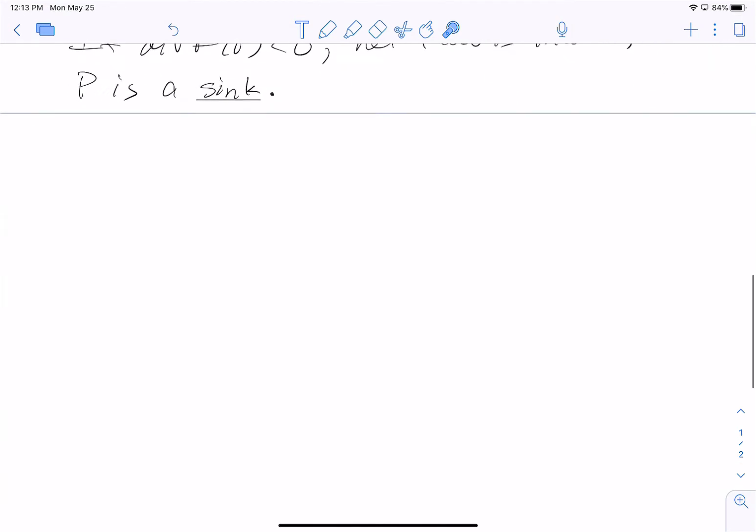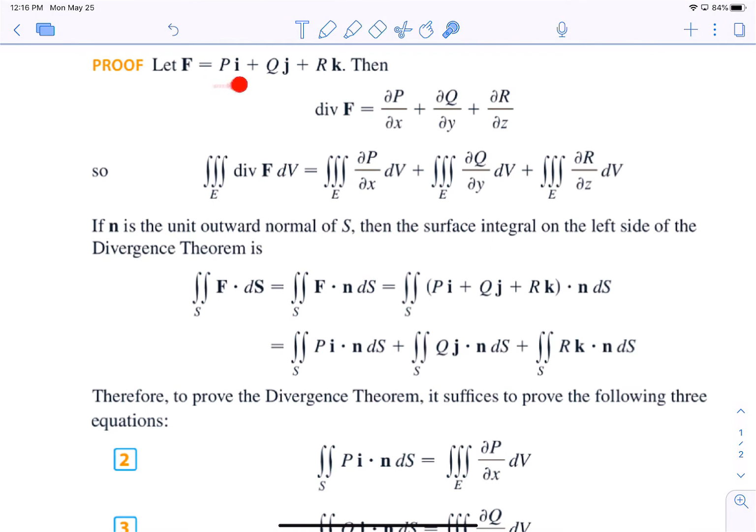As for the proof, I'm going to walk you through what we have in the textbook. If F is Pi plus Qj plus Rk, then the divergence of F is going to be the partial of P with respect to x, the partial of Q with respect to y, the partial of R with respect to z, and so the triple integral is expressed as the sum of three integrals. Turning to the left-hand side, that's the flux integral over the surface S. We're splitting apart P, Q, and R into the sum of three integrals that have Pi dot n, Qj dot n, Rk dot n, dS, and all three of them over S.